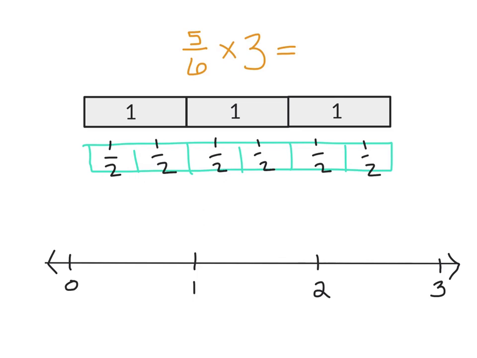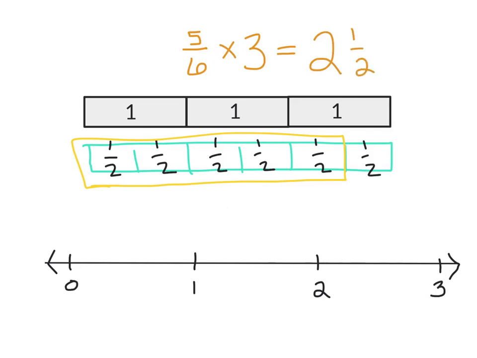5/6. So here is 5/6 of our whole. Right? Here's 1, 2, 3, 4, 5 out of those 6 pieces. So that's a half plus a half plus a half plus a half plus a half, or 2 and 1/2. So 5/6 times 3, or 5/6 of 3, is 2.5.